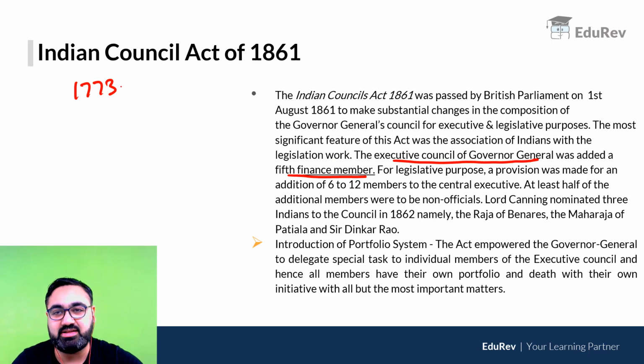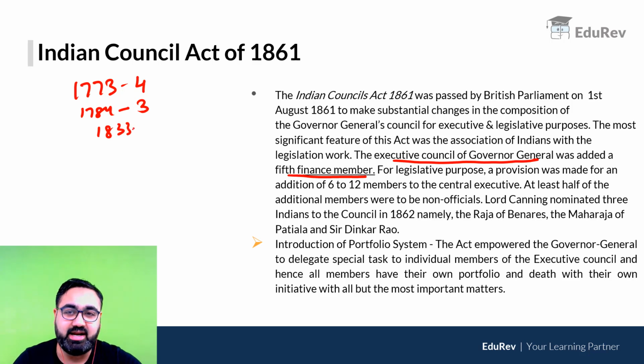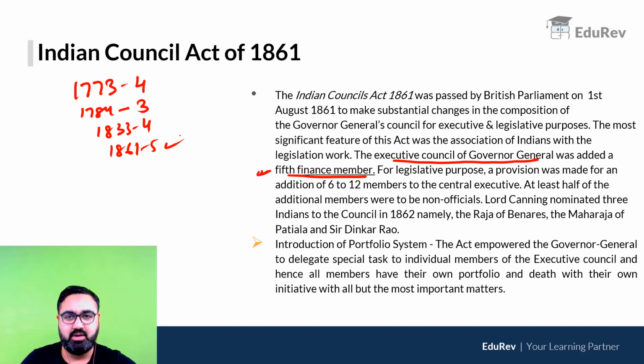In 1773, an Executive Council of 4 members was set up. In 1784 it was reduced to 3 members. In 1833 the 4th member came back, and in 1861 the 5th member was added. He was a finance member.